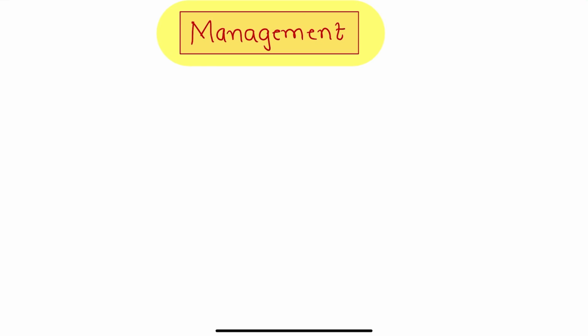Okay, so what is management? Now there are so many definitions of management. Of those, Peter F. Drucker defines management as an organ. An organ can be described and defined only through its functions. That is what Peter F. Drucker says.